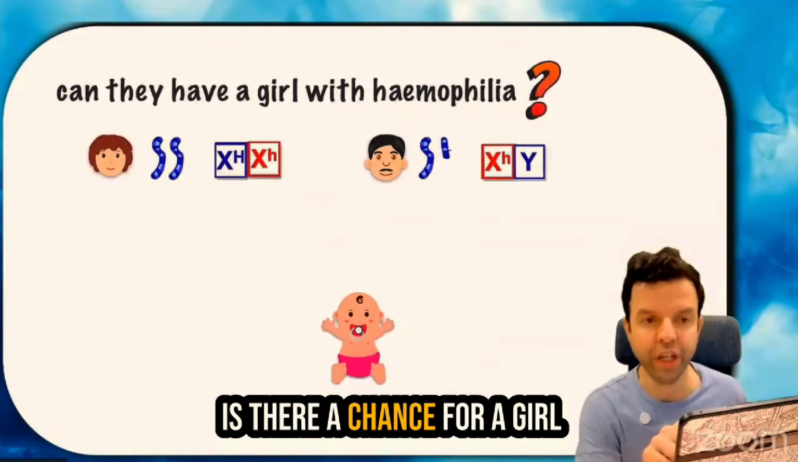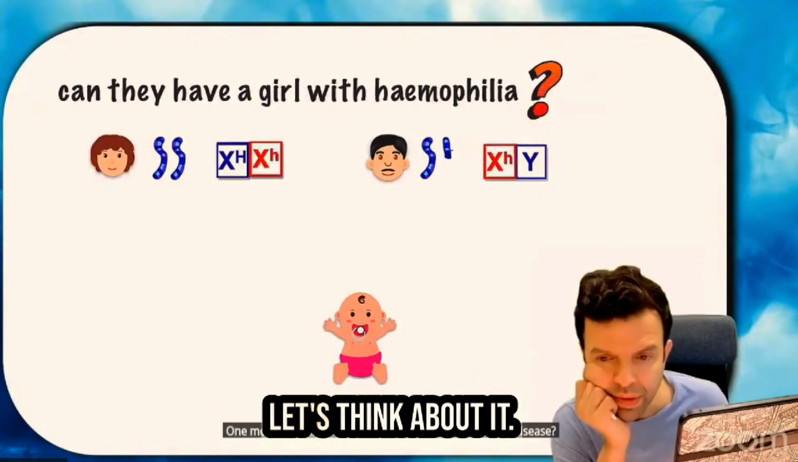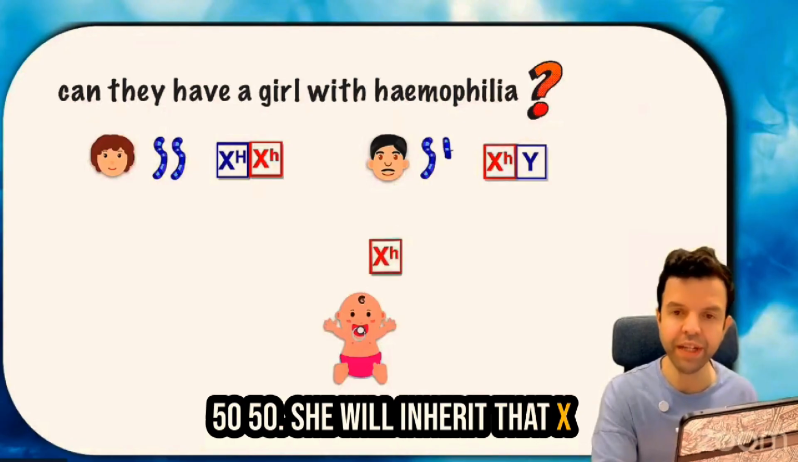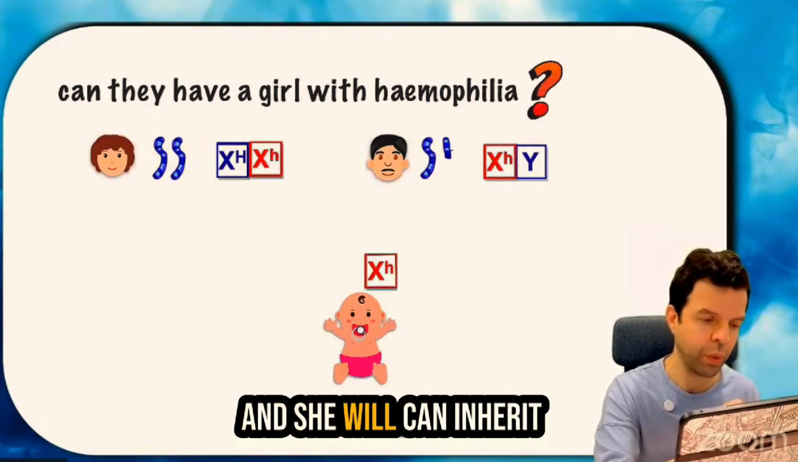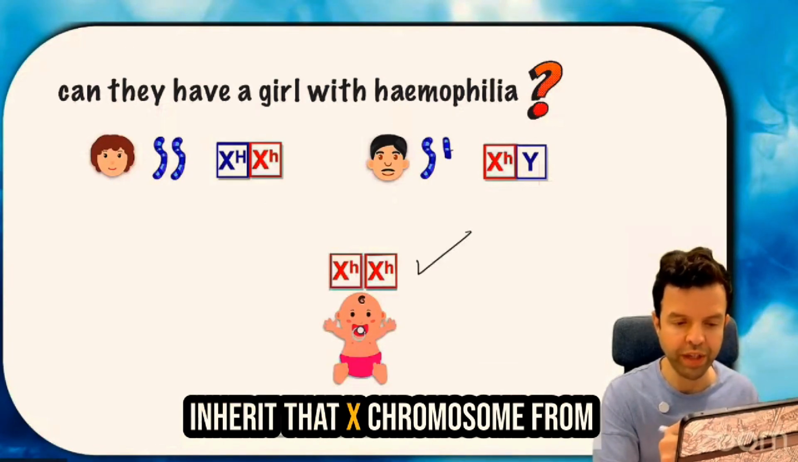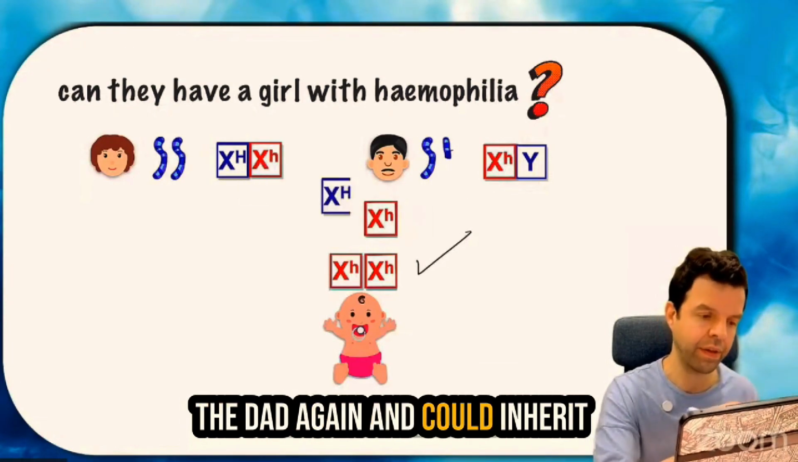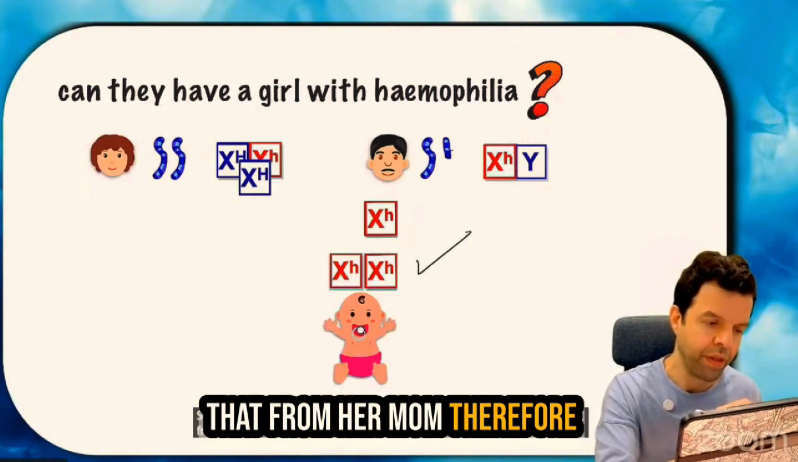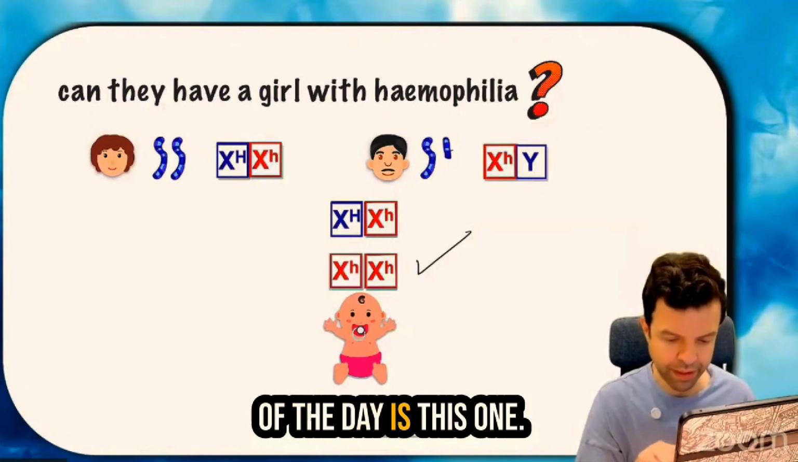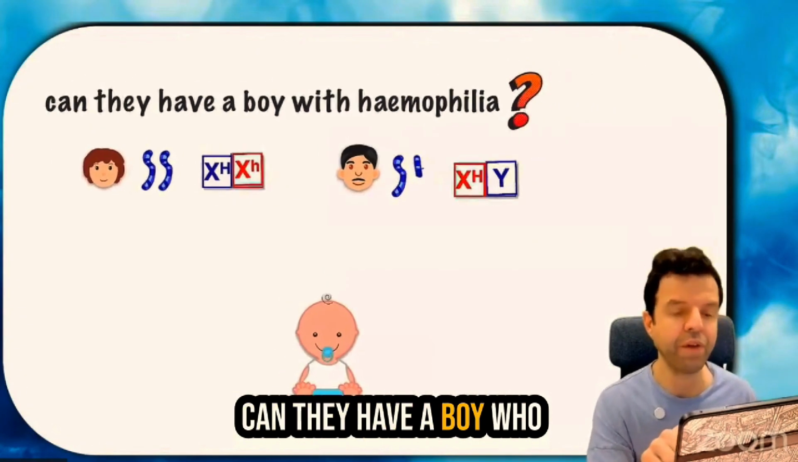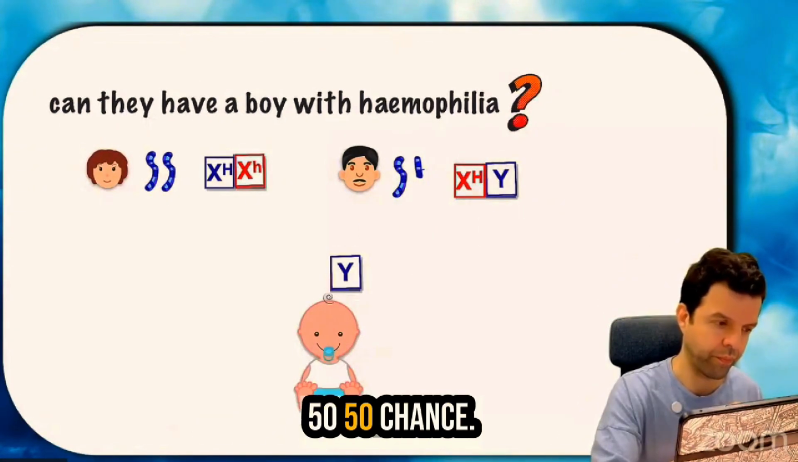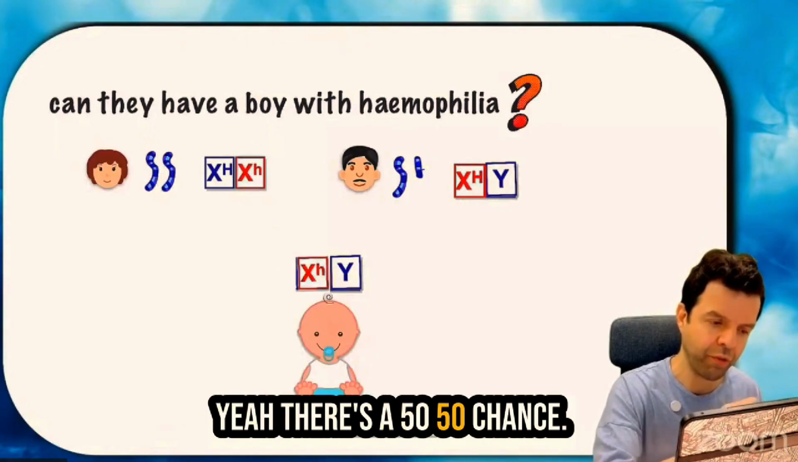Is there a chance for a girl this time to have the disease? Let's think about it. Any chance here? Abakir? 50-50. She will inherit that X chromosome from her dad, and she can inherit this one from her mom. So that's one possibility. She will inherit that X chromosome from the dad again and could inherit that from her mom. Therefore, the chance, as he said, is 50-50. And my last question of the day is this one. Can they have a boy who has the disease this time? Is there a chance here, Leanne? 50-50 chance. Yeah, there's a 50-50 chance.